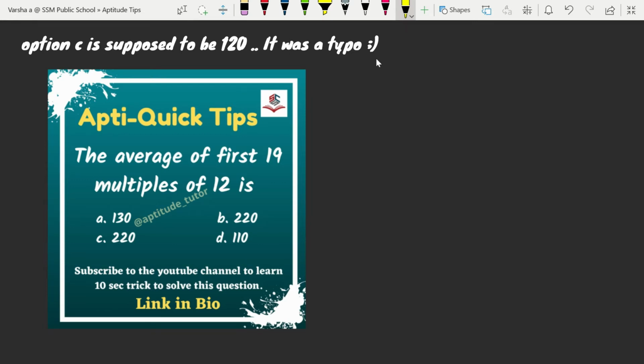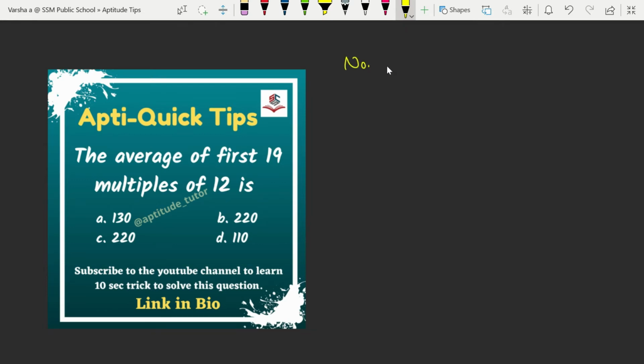So first thing, numbers should be continuous, or numbers should be equidistant. That is, they should have a common difference between every pair of numbers. So which numbers are equidistant? If I have to tell you an example, we can have consecutive numbers like 3, 4, 5, 6. It can start from any number. So this is consecutive numbers.